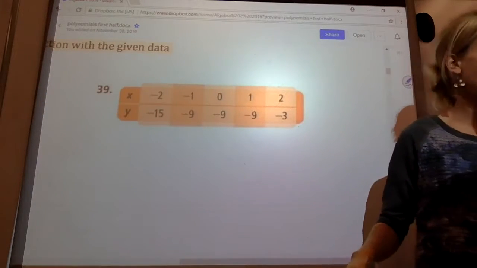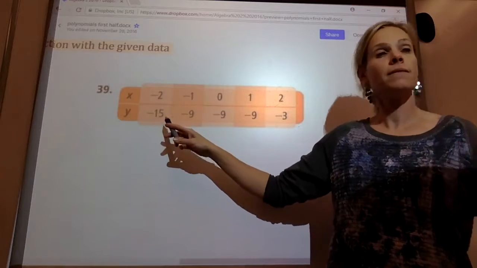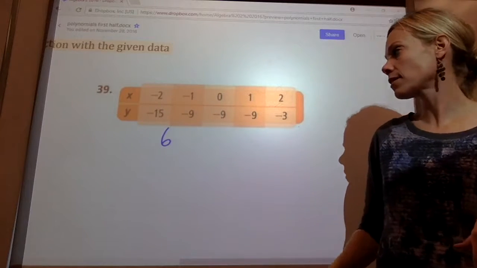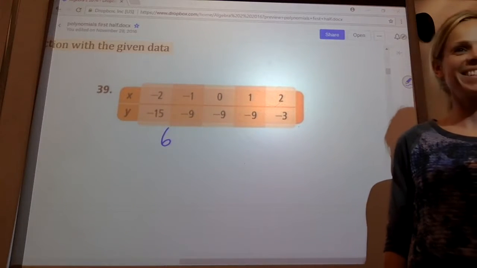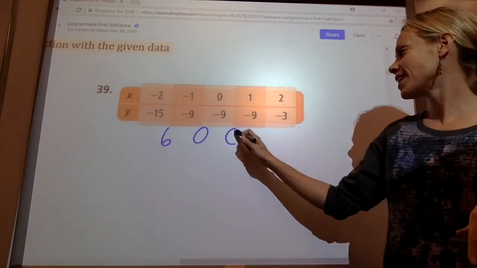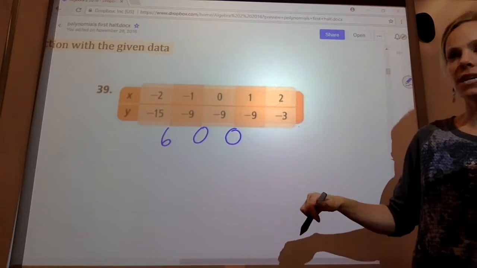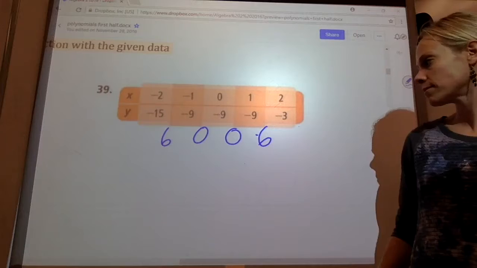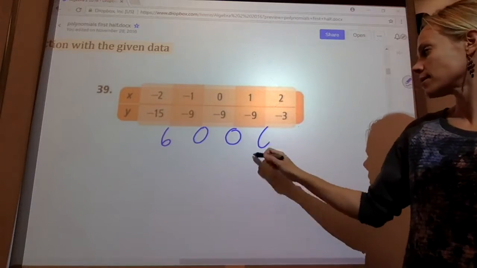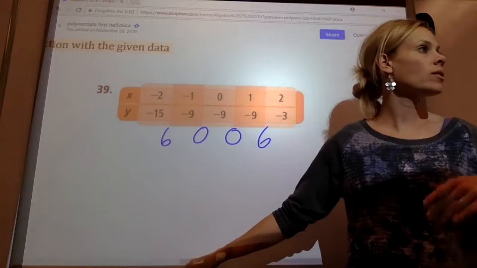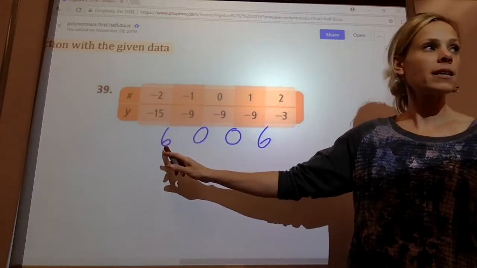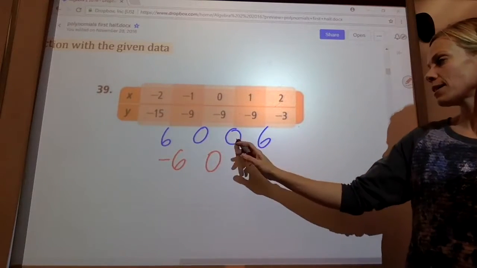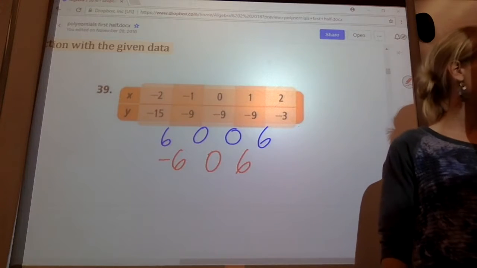So you're just looking at the y's. Negative 9 minus a negative 15. 6. Good. Negative 9 minus a negative 9. Go. Negative 3 minus a negative 9. 6. Right. Not negative 6. 6. Okay. Those don't match, right? So I go to the second differences. 0 minus 6. 0 minus 0. 6 minus 0. Do my second differences match?